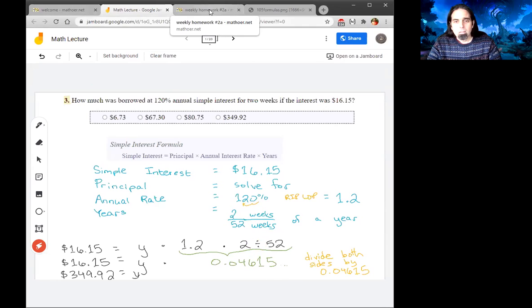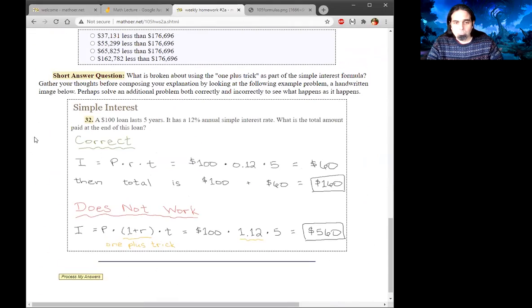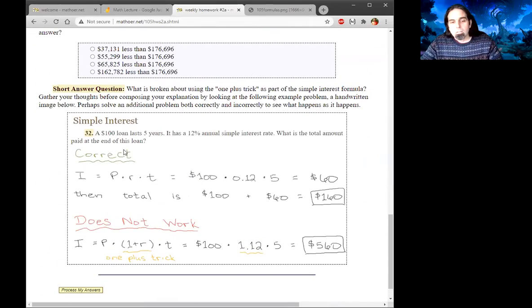Okay. Short answer. So if we took this simple interest formula, principal times rate times time, with the rate and the time both always being in years for simple interest, then the right way to do it would be to multiply the 100 and the 0.12 and the 5. We'd get 60, and if we wanted to find the total, we'd have to add back on the principal. So we'd take that 60, add back on the 100, and get an answer. Everyone okay on the correct part on the top?